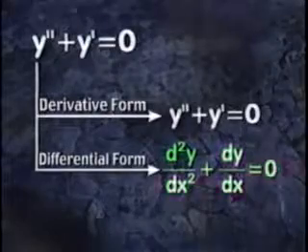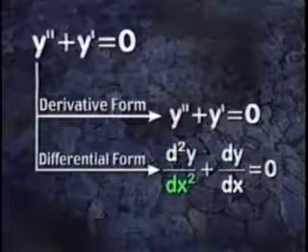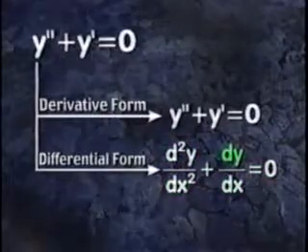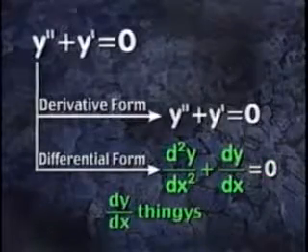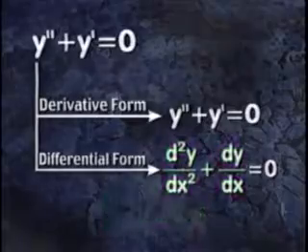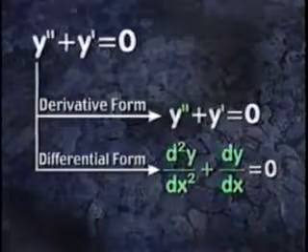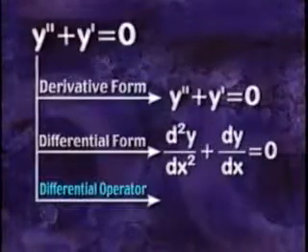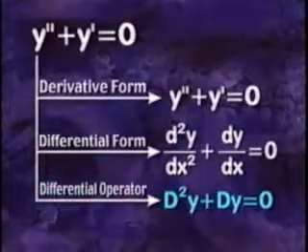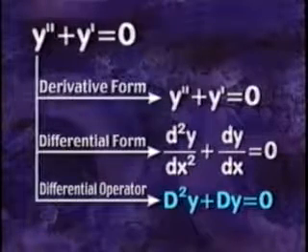It's read the second derivative of y with respect to x plus the first derivative of y with respect to x equals 0. The dy dx thingies tell you that you're looking at the differential form. So primey thingies, derivative form. dy dx thingies, differential form. Got it? The third form, the differential operator form, looks like this, with capital D's representing the derivative.